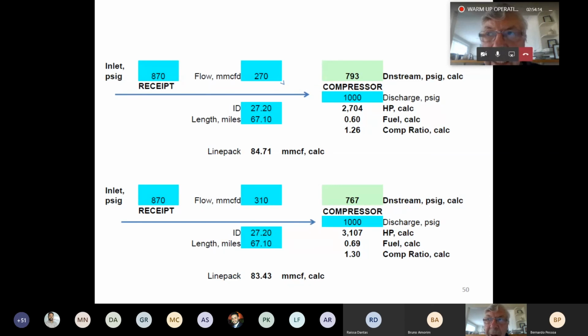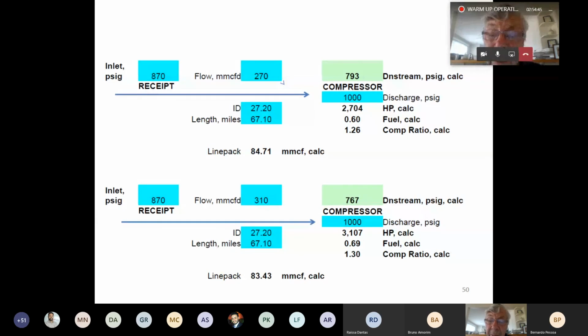So every time you increase the pressure of the compressor station, you want to be no greater than 1.3, where you start getting inefficient. Now, if you go to the second example below, increasing the flow from 270 to 310, the pressure drops further. It's not 793 anymore. It's 767 at the downstream, and that means that pushing that back up to 1,000 pounds per square inch, you've got to have more horsepower.